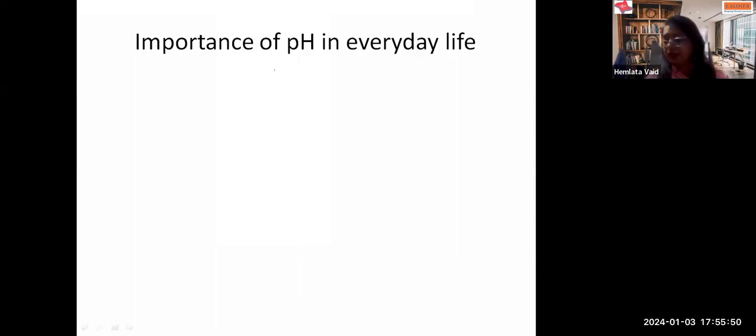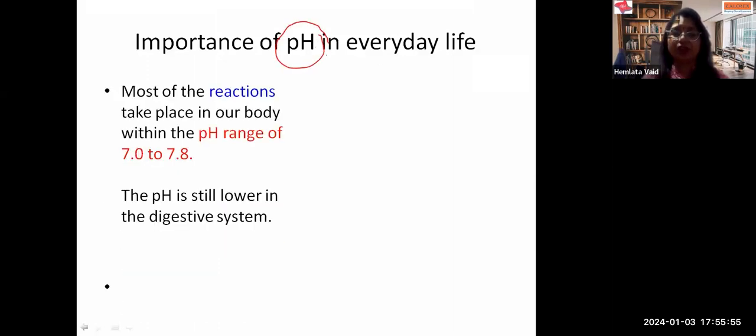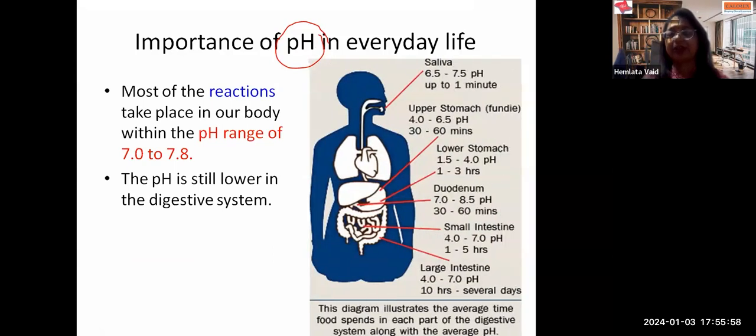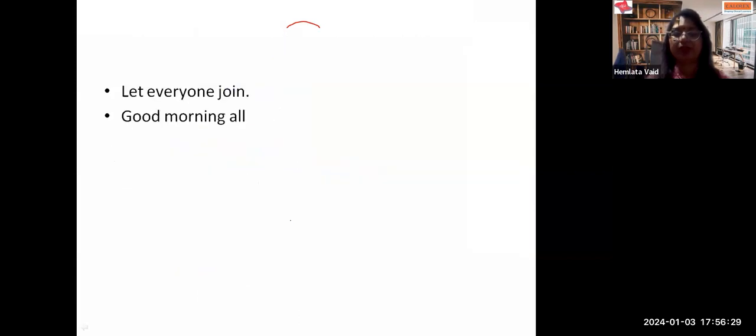Now, the other concept, the importance of pH in our daily life. Children, in our body, several reactions take place, and digestion is the main process. During digestion, several chemical reactions take place. So they have the optimum pH of 7 to 7.8. If it is not maintained, then people suffer from indigestion.